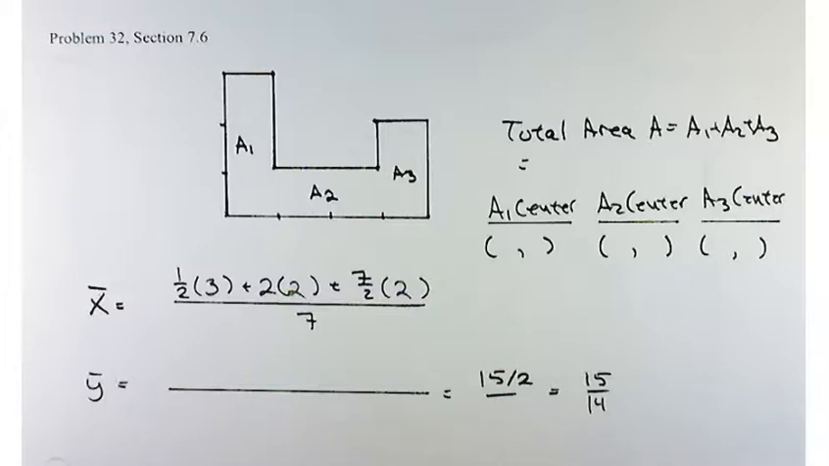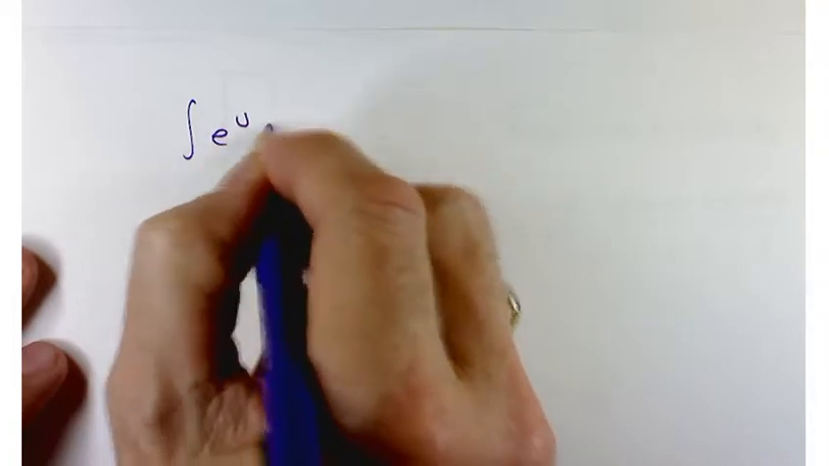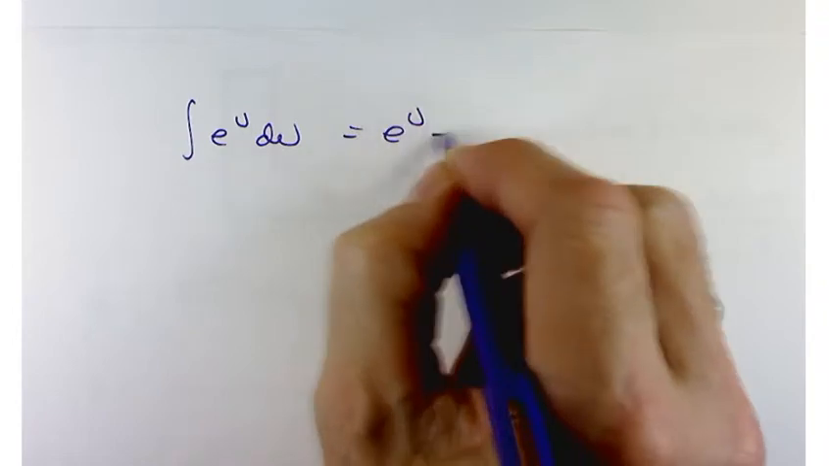Quick joke here for you. And we ran across this one earlier. It had to do with this one. What happens when you integrate e to the u? What do you get? Yeah, you get e to the u. You get the same thing back, e to the u.